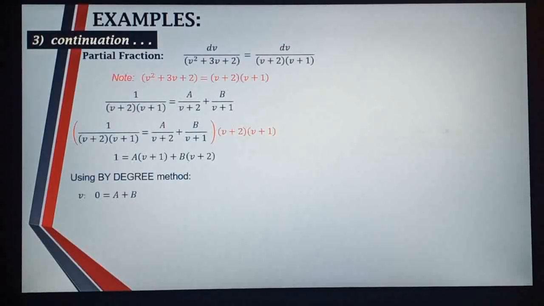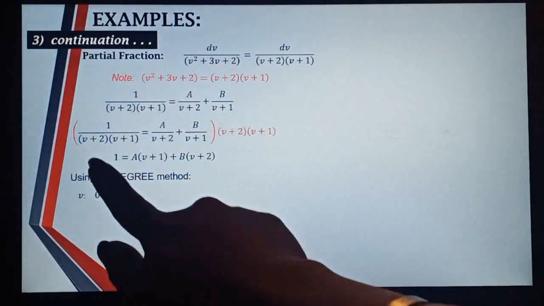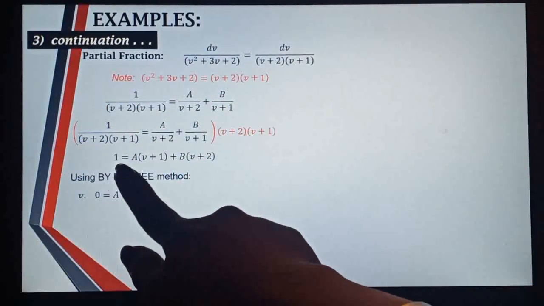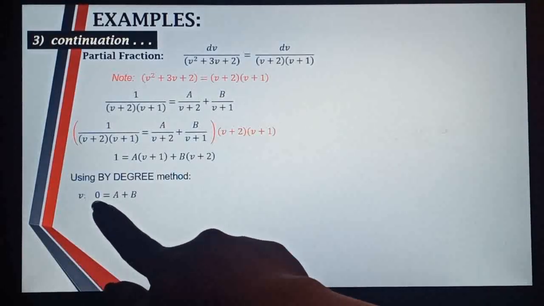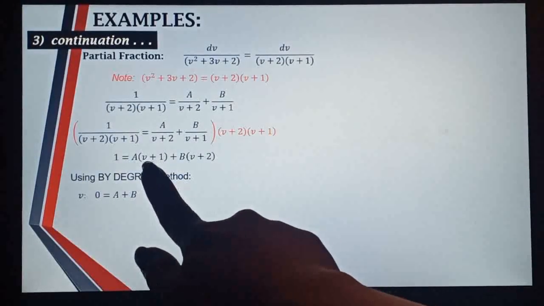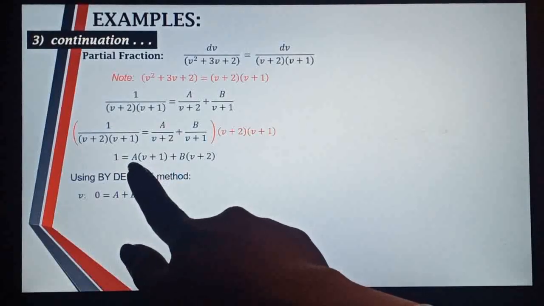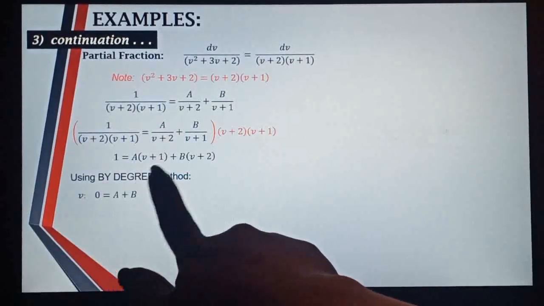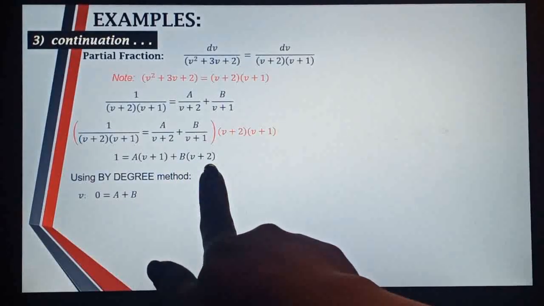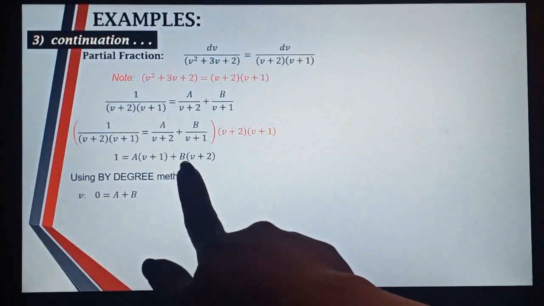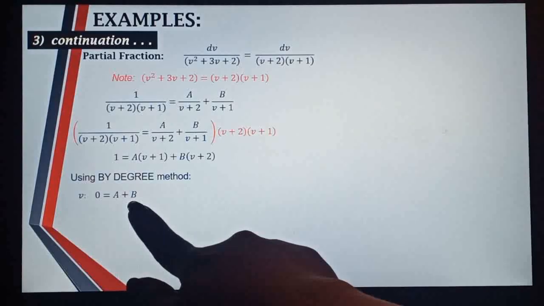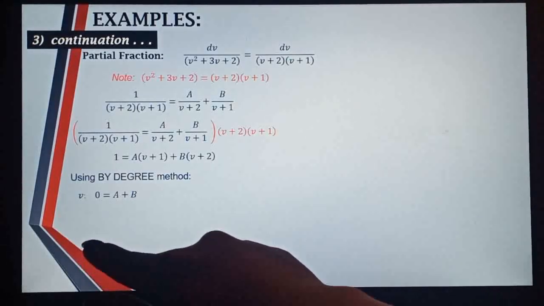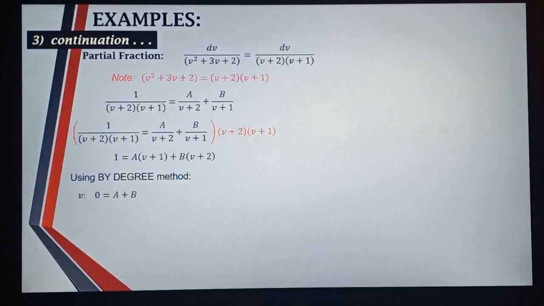So, kukunin natin yung coefficient ng lahat ng may v. Sa side na to, walang v, so you will have 0 of the coefficient. Then this term, meron kang coefficient na a kay v. Then dito, you will have a coefficient of b pagdating kay v. So the first degree equation is 0 equals a plus b, wherein magiging result into a equals negative b.